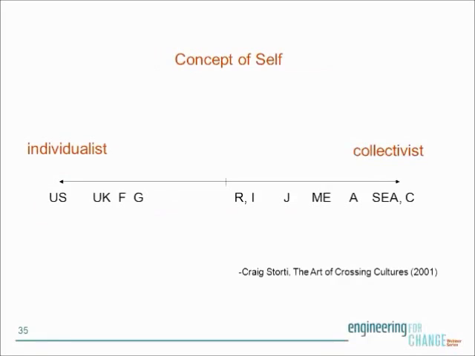Example before we go to Q&A. The concept of self. In more individualistic cultures, this is how people within the cultures view themselves within the context of their society. People who are more individualistic are going to use the word I more often. They are focused on personal achievement, and they assume personal responsibility for whatever they're involved in.